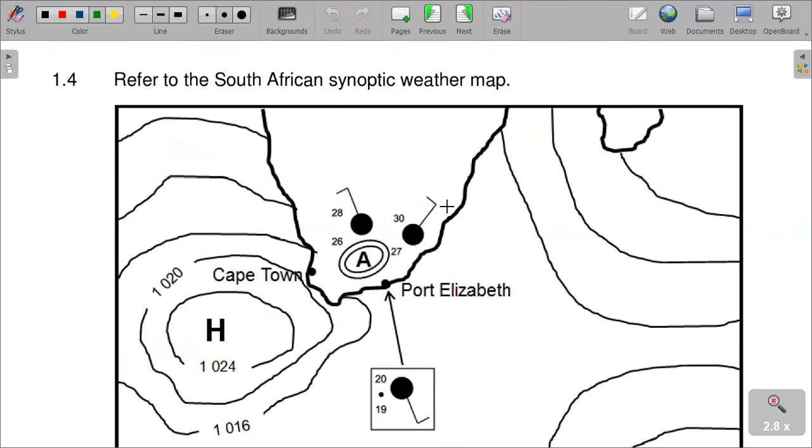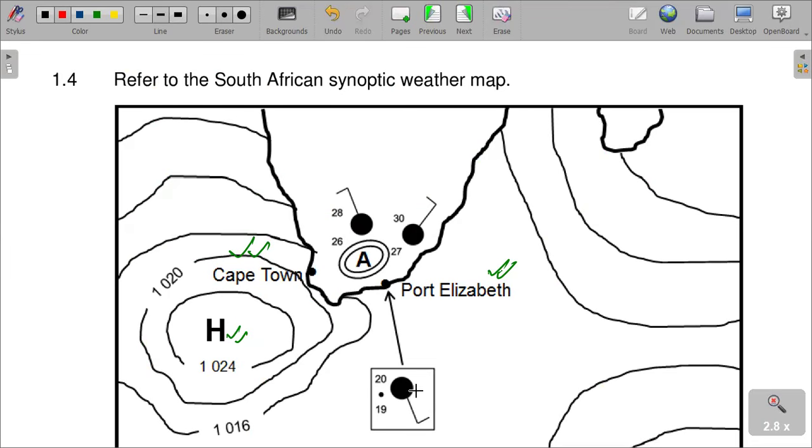Refer to South African Synoptic weather map that is given there. And then we are given that this is Cape Town and Port Elizabeth. We are given Cape Town and we have got a high pressure cell. And then we have also got Port Elizabeth that is given there. So we have got our weather conditions that are given there.